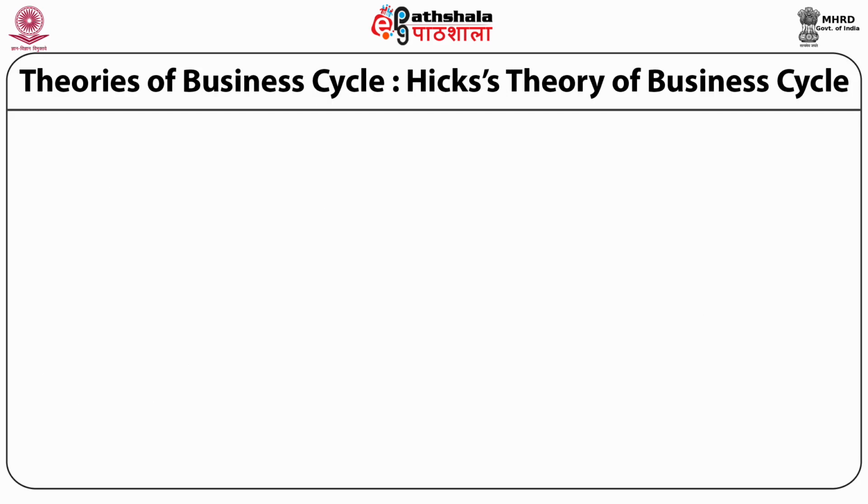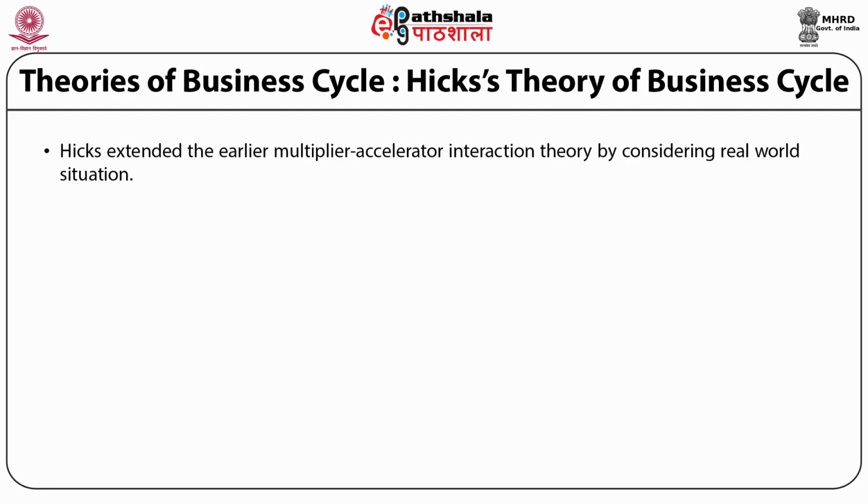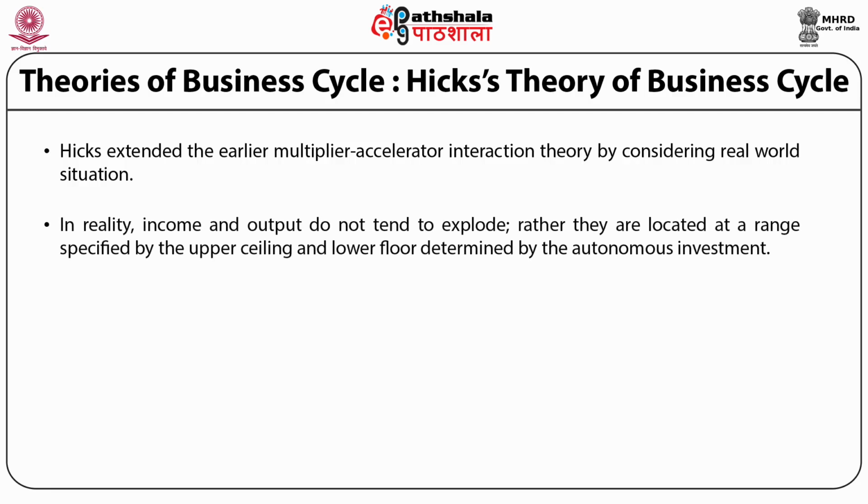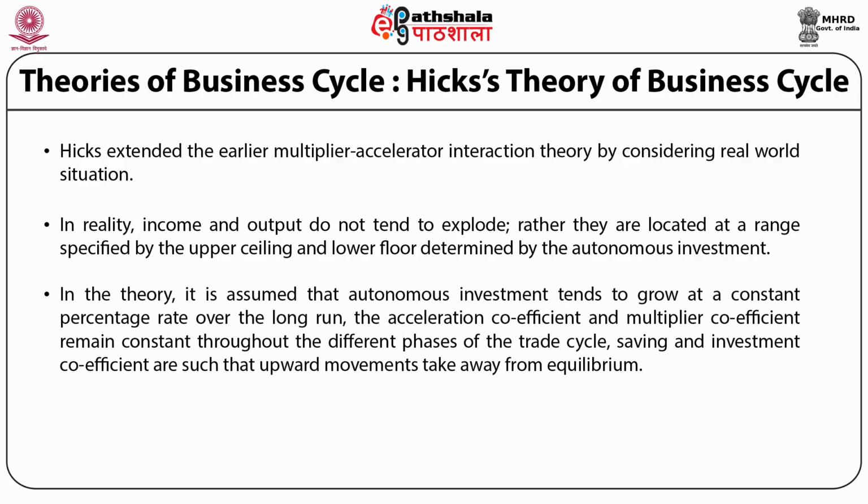Hicks theory of business cycle. Hicks extended the earlier multiplier-accelerator interaction theory by considering the real-world situation. In reality, income and output do not tend to explode. Rather, they are located in a range specified by the upper ceiling and lower floor determined by the autonomous investment. In the theory, it is assumed that autonomous investment tends to grow at a constant percentage rate over the long run. The acceleration coefficient and multiplier coefficient remain constant throughout the different phases of the trade cycle.